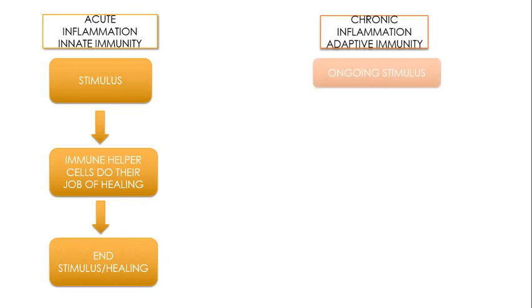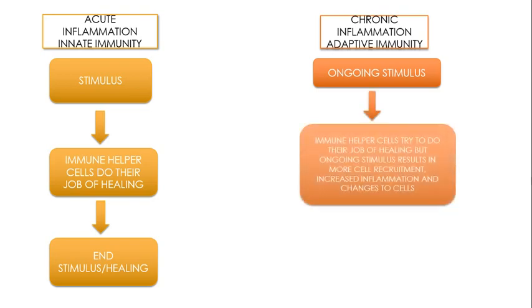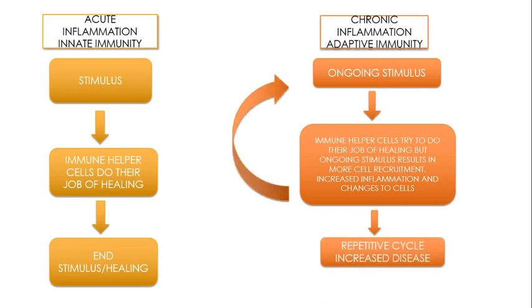Chronic inflammation occurs from an ongoing stimulus. This can happen when an injury or infection is persistent and the immune cells cannot remove the stimulus. More immune cells are recruited to try to eliminate the stimulus, which increases the inflammation and can damage cells. This continuous increase in inflammation leads to chronic diseases.